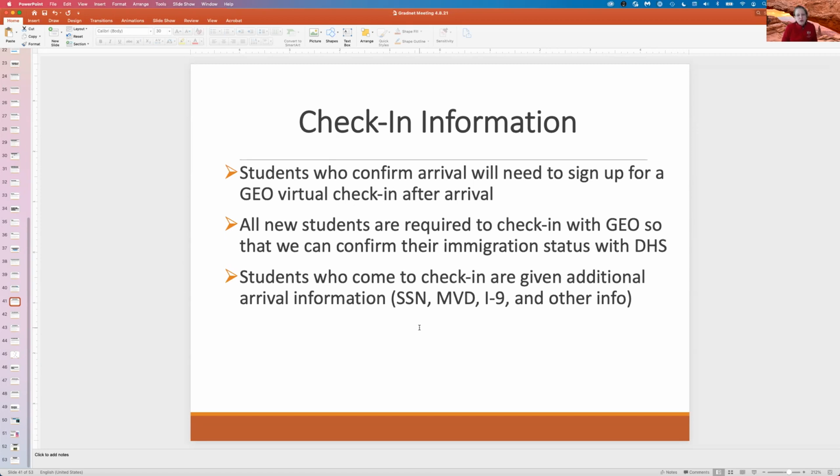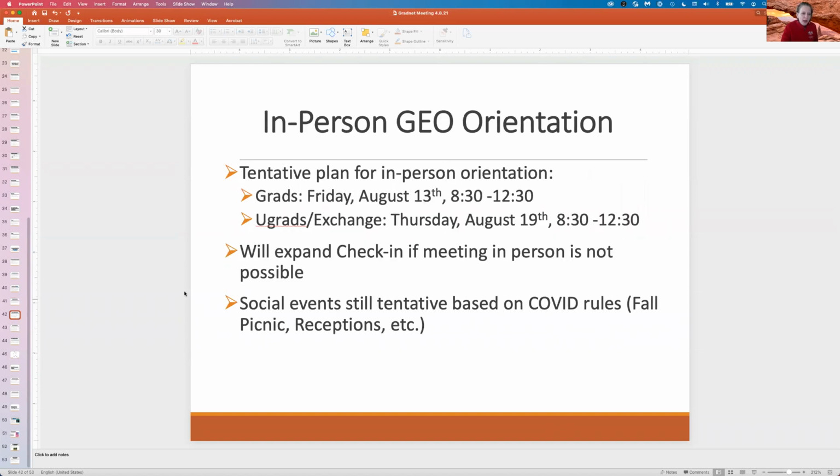Students who come to check-in are also given other kinds of information, like how do you apply for a social security number, how do you apply for a driver's license, I-9, and all of that other specific information we're offering through the check-ins. And we're going to continue to do those virtually, because when a student has their own computer, it's a little bit easier for them to follow along with the information and click on the links. So we are trying to get back to in-person delivery eventually, just to make that personal social connection with international students.